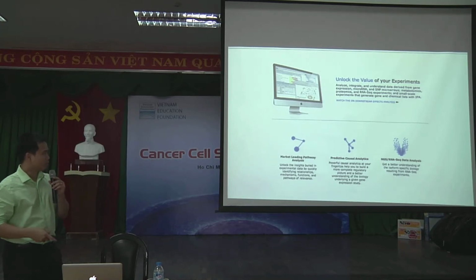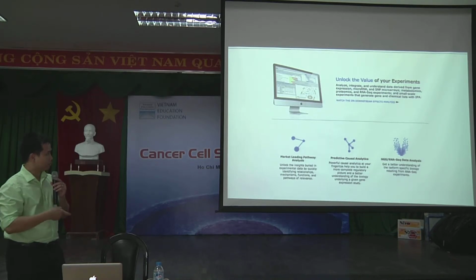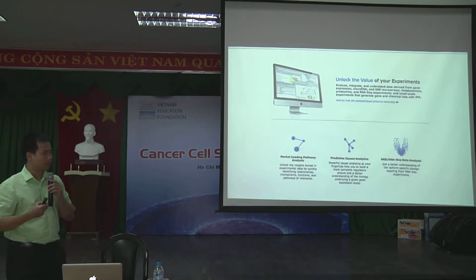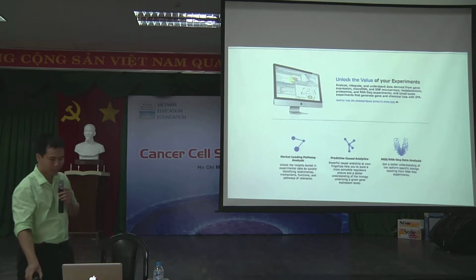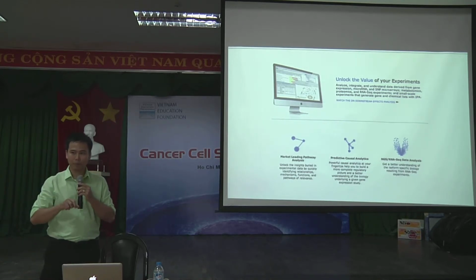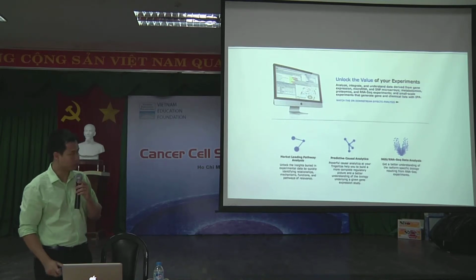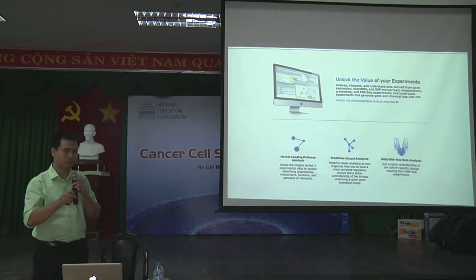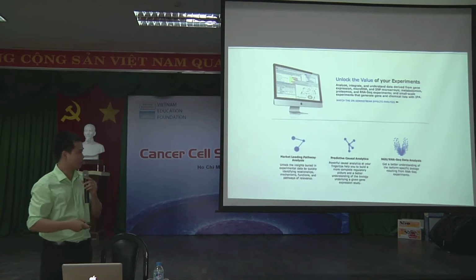So there's multiple ways to use IPA and also multiple tools. This first one, they claim they are the market leading pathway analysis, because right now on the market there's a couple of pathway analysis. When we study cancer cell signaling, we need to have a pathway analysis because we need to look at the gene expression at the DNA, RNA, protein level, but not just that gene, but also all of the genes related to that gene as well.